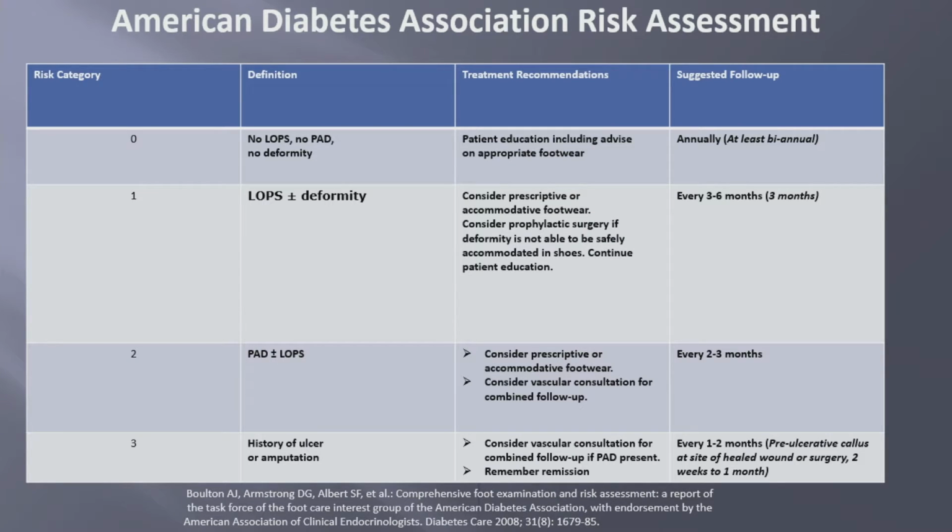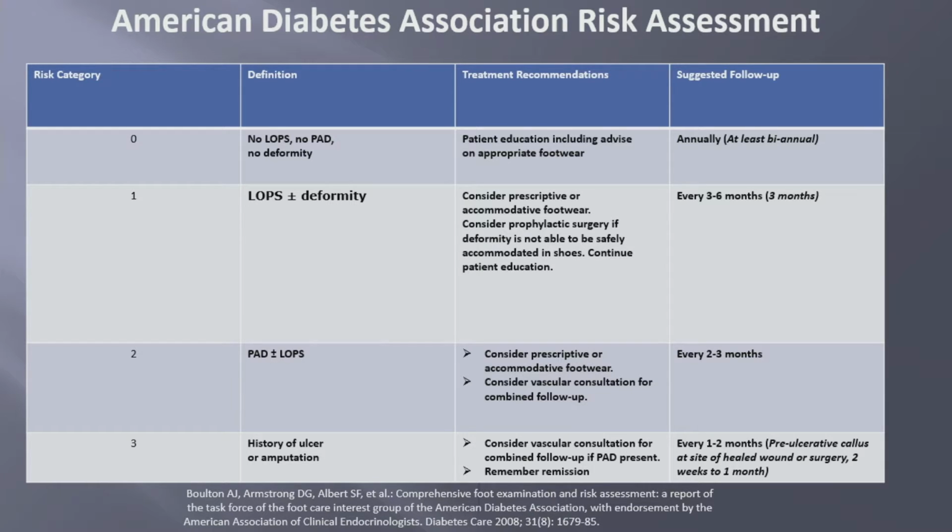And here's that American Diabetes Association risk assessment. How often should I see this patient in my office? They're diabetic, their A1C is 5.5, they have no problems, they're healthier than I am, which isn't much of a stretch. They need to be seen annually, biannually. They have digital hair, pedal pulses are fine, they have no neuropathic symptoms, so once or twice a year.